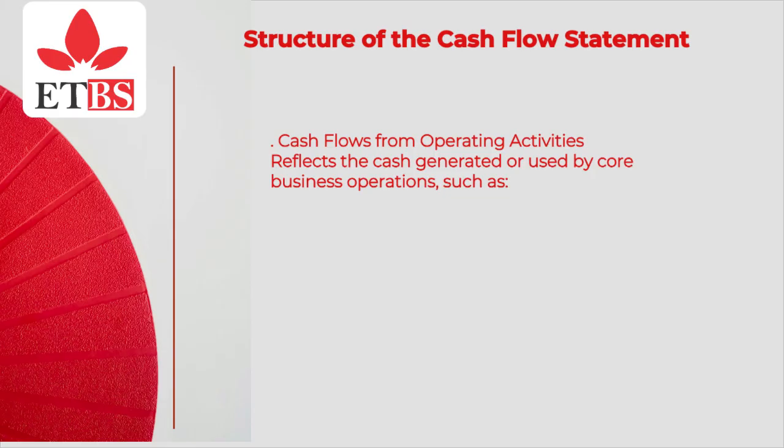C. Cash flows from financing activities reflects cash flows related to financing the business, such as issuance of shares or bonds, loan proceeds, dividend payments, repayment of debts. Example: loan received equals 2 million naira. Dividend paid equals 400,000 naira. Net cash from financing equals 1,600,000 naira.